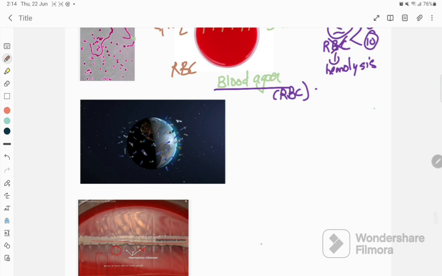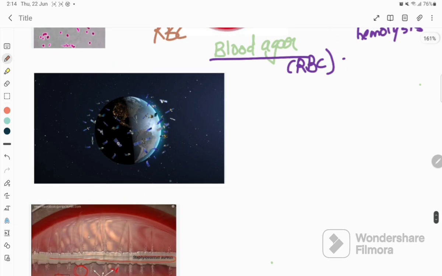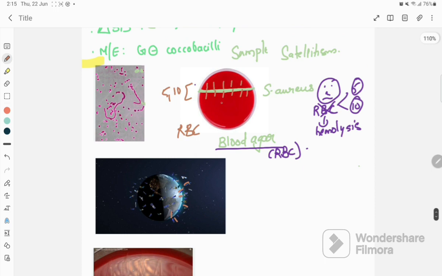Now look at this picture, guys. See, this is a planet. Let's assume that it is Earth, and around the planet I can see a lot of satellites, right? Similarly, the H. influenzae is looking like a lot of satellites around Staph aureus, right? So the H. influenzae will grow around the Staph aureus in the narrow zone of hemolysis like the satellites orbiting the Earth, and this phenomenon is called satellitism, guys.